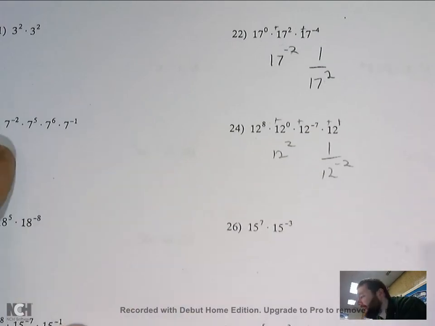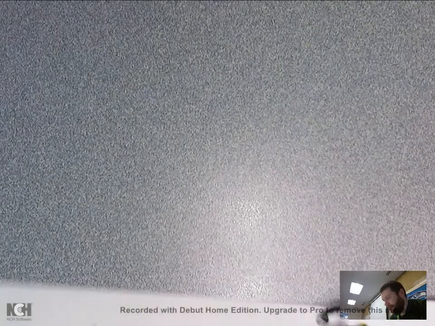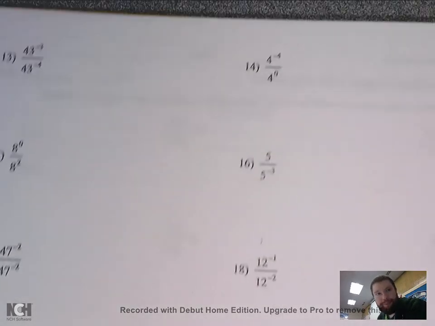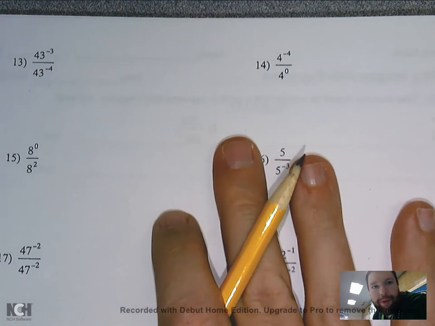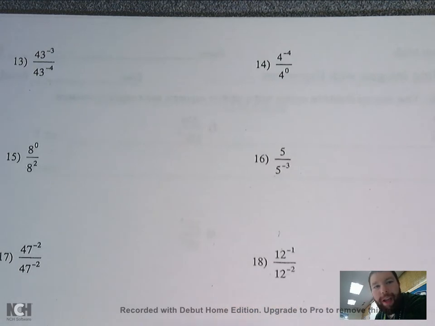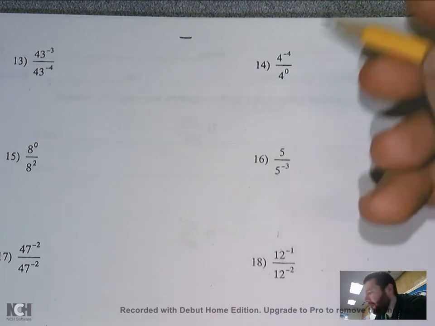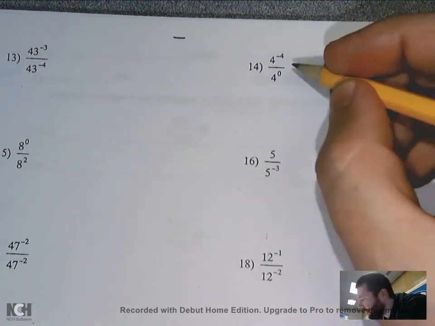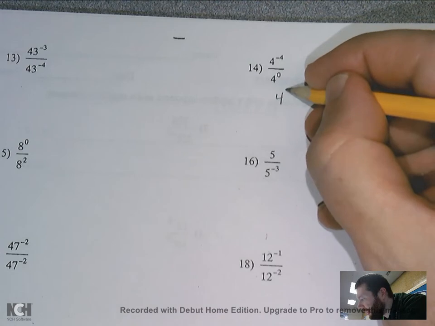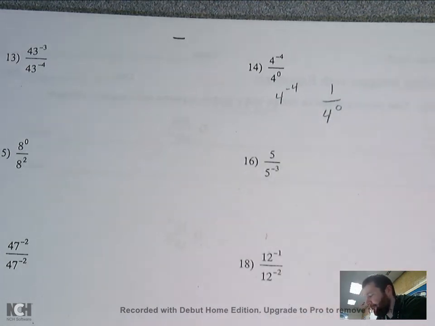Okay, now let's talk about dividing. So dividing problems here. Okay. So with multiplying numbers with exponents, we added, right? When we divide, we subtract is our quick rule. It's always the top number minus the bottom number. So here we have negative 4 minus 0. Well, negative 4 minus 0 is still negative 4. So this would become 4 to the negative 4 power, or 1 over 4 to the 0.